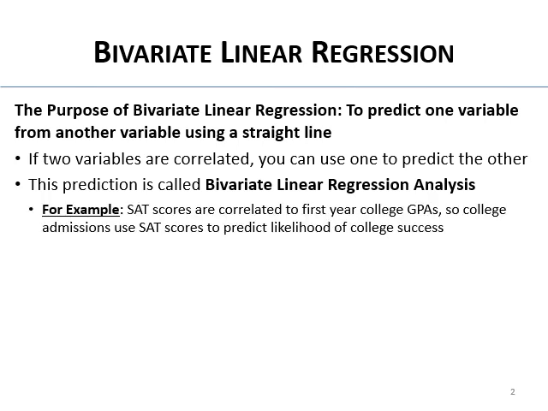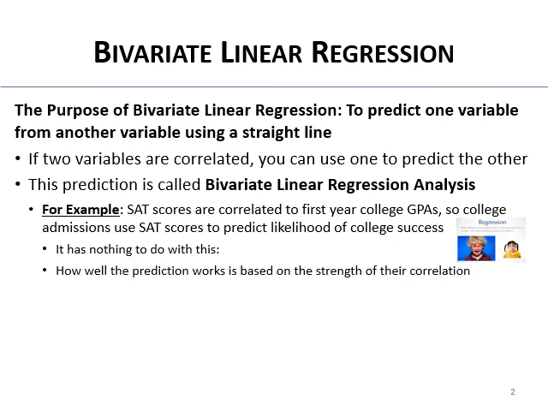So for example, SAT scores are correlated with first-year college GPAs, so college admissions uses SAT scores to predict the likelihood that an applicant will succeed in college. It's bivariate linear regression. It has nothing to do with Freud, by the way.